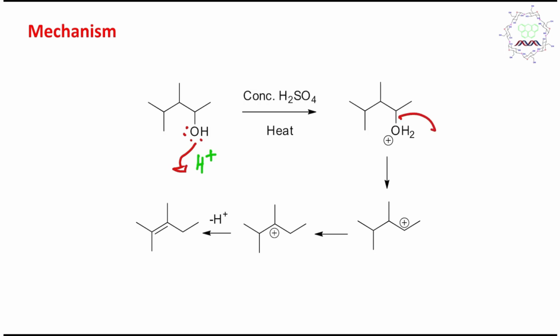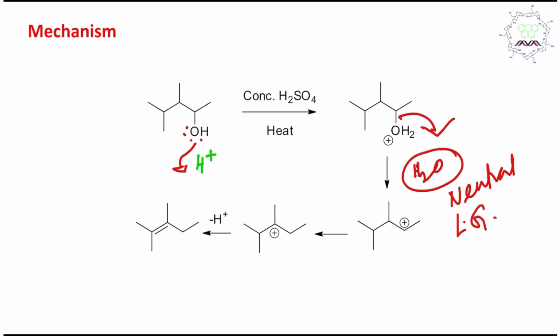Now second step, this water will leave. Why? Because in this case the leaving group is water, a neutral leaving group, and that's why it is stable. In this way it will produce a carbocation. Obviously, I can say it's a secondary carbocation. Now a carbocation can undergo rearrangement if the product is more stable. So what happens? From here this hydrogen migrates with its bond pair, meaning hydride migration. In this way it produces this tertiary carbocation.